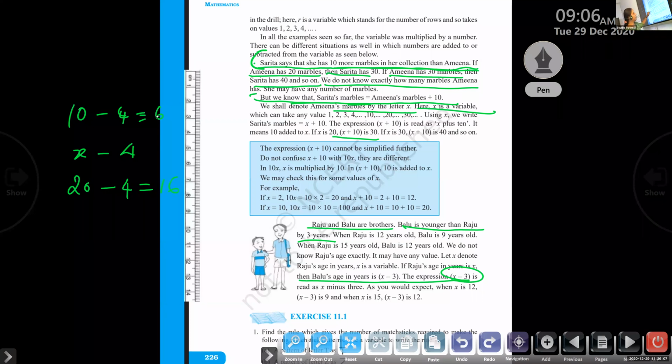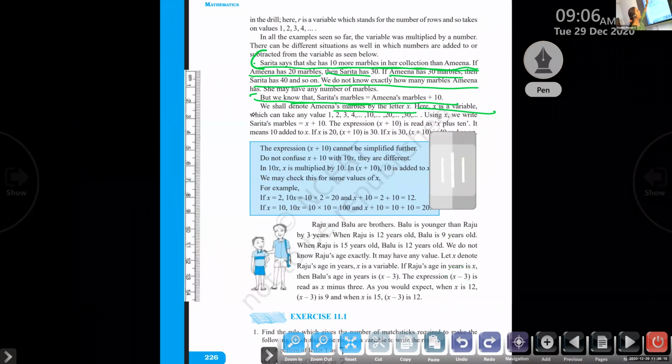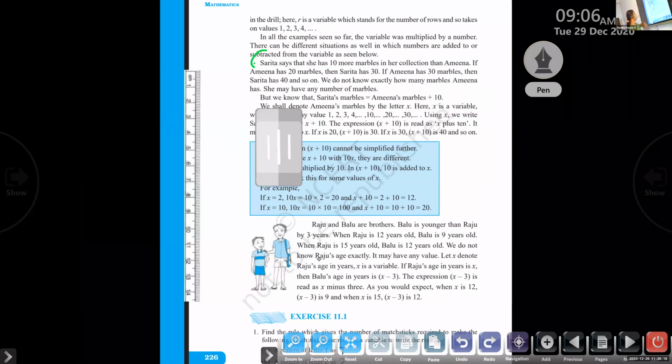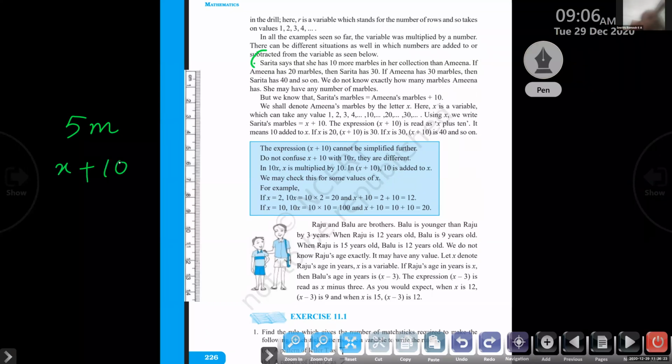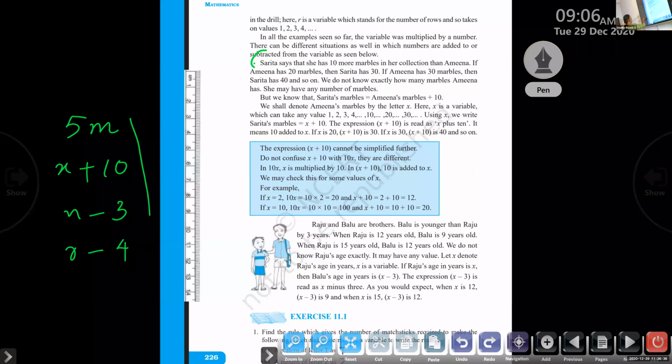So all these are known as expressions. Okay, children, it is known as an algebraic expression. So we have studied 5m, x plus 10, m minus 3, and Devika's sister's age, x minus 4. These are all known as expressions. What is the name? Expression.